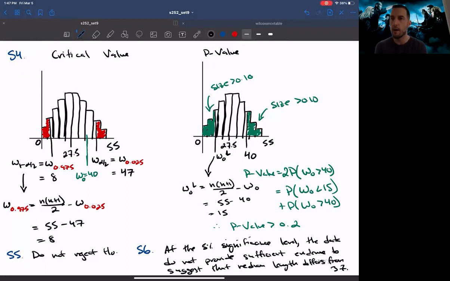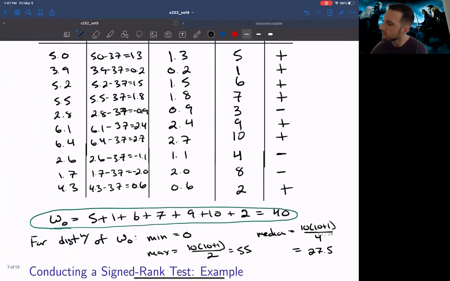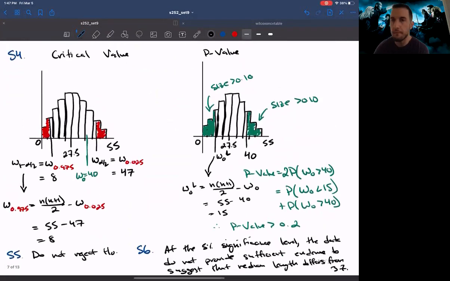Does anyone have any questions? I have a question. Couldn't you calculate W0 lower by just adding the rank values of the negative sign? Yeah, it looks like that would work out too. Yeah, that makes good sense actually. I never thought about that before.